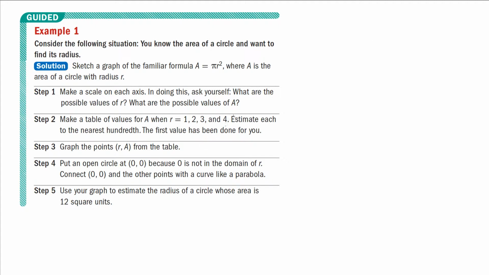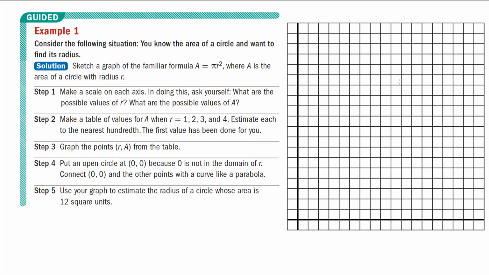So r will be the x-axis, A will be the y-axis, so we'll make this area, and over here will be r, which will be radius. I suppose I should make that a little r, huh? Okay, I'll do that. Now you'll notice that I've only got really a quadrant 1 graph here.